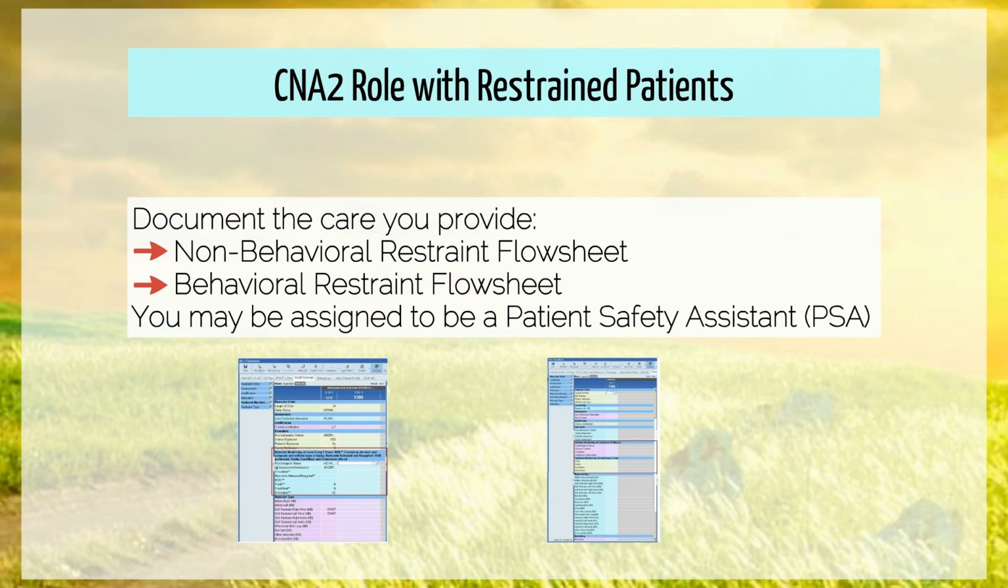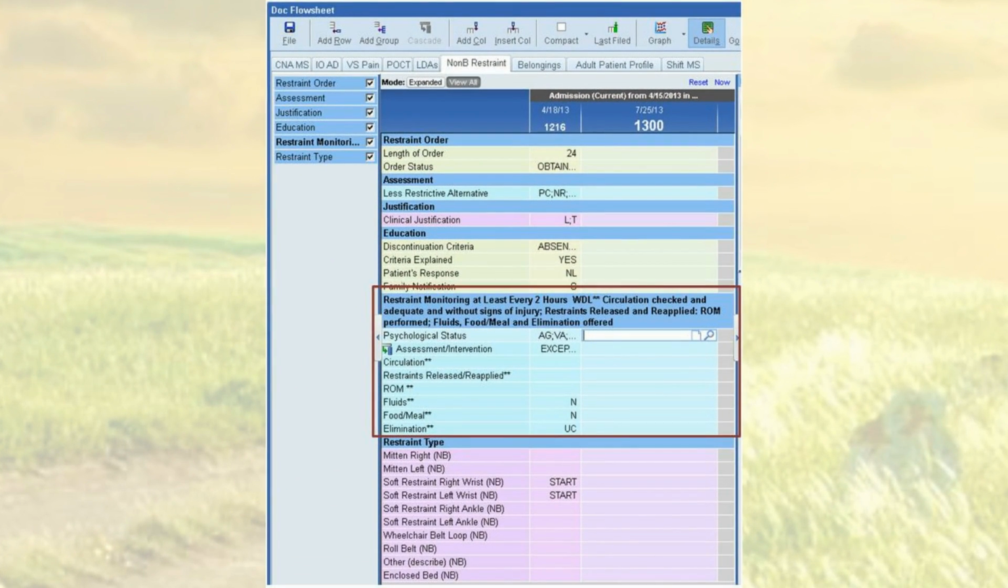What is your role with the patient in restraints? CNA2s need to document the care that you provide, and there are 2 different restraint flow sheets to document your care. Additionally, if you're assigned to be a patient safety assistant or a PSA, you'll have additional PSA documentation to complete as well. Let's look at our non-behavioral restraint flow sheet. You see the same flow sheet as the nurse, but that doesn't mean that you document it in every single row. As a matter of fact, your documentation is limited to the restraint monitoring at least every 2 hours section.